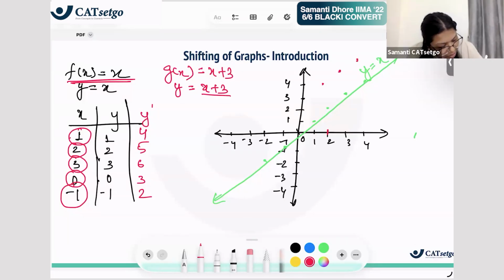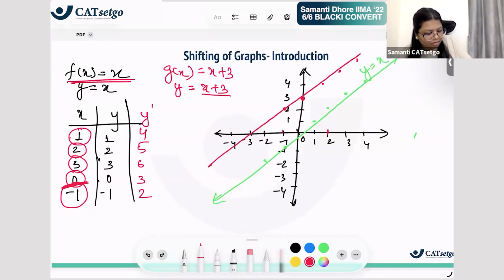Right? उसके बाद when my x is 0, my y is 3. When my x is -1, my y is 2. So if you draw this line, you will realize that there is a line exactly parallel to the earlier line, right?